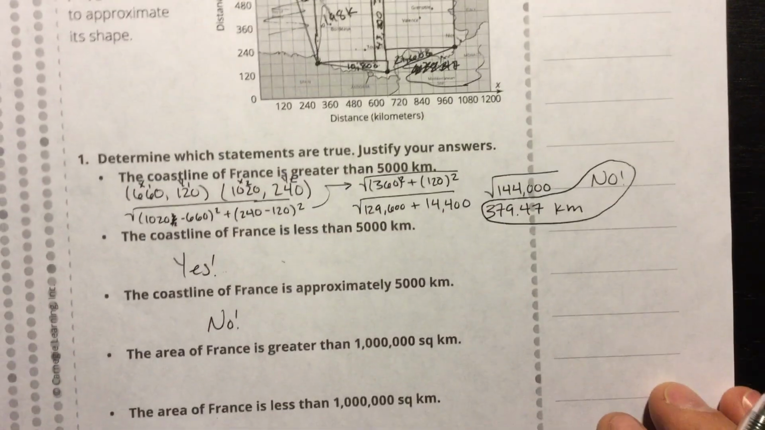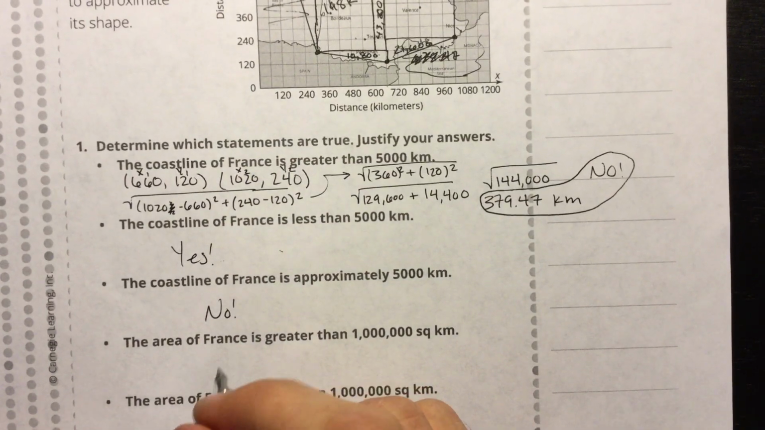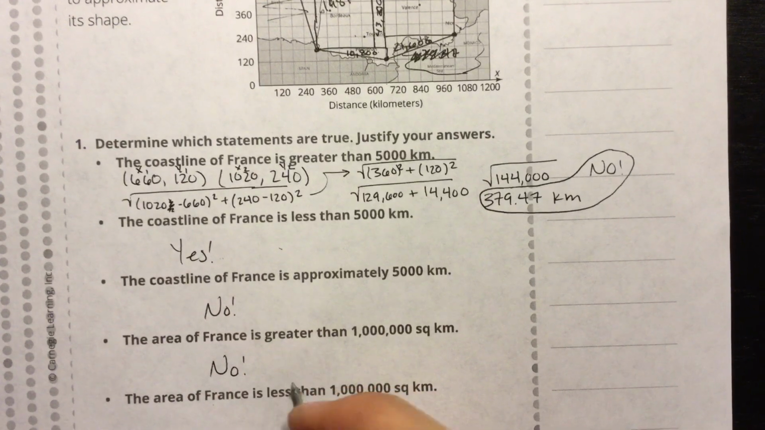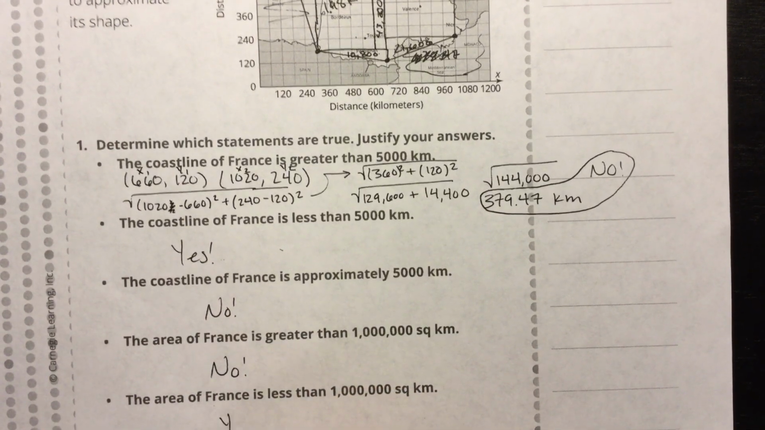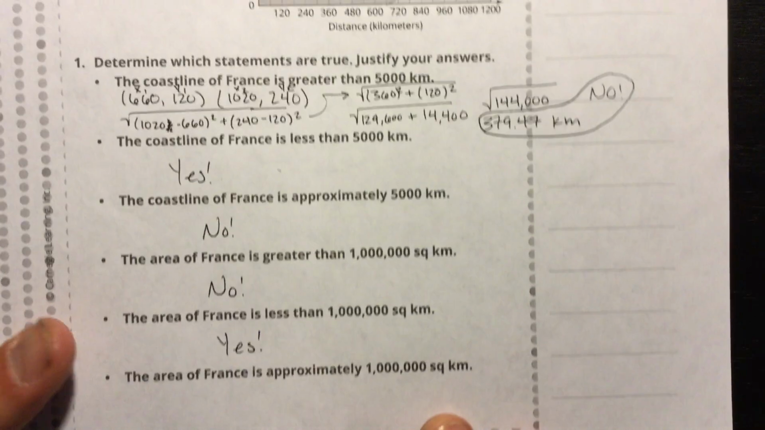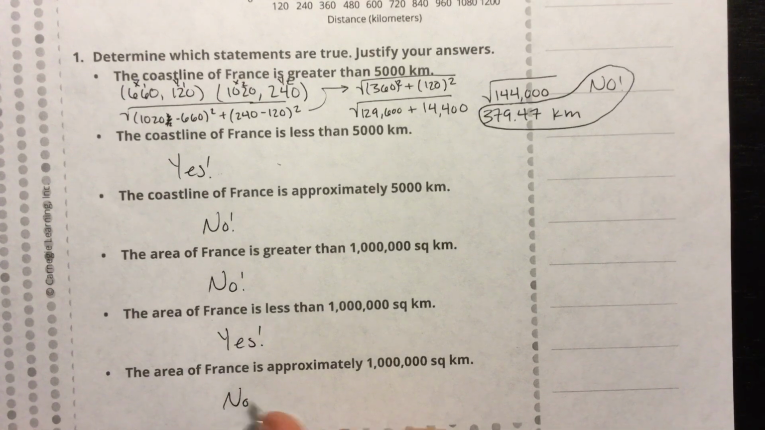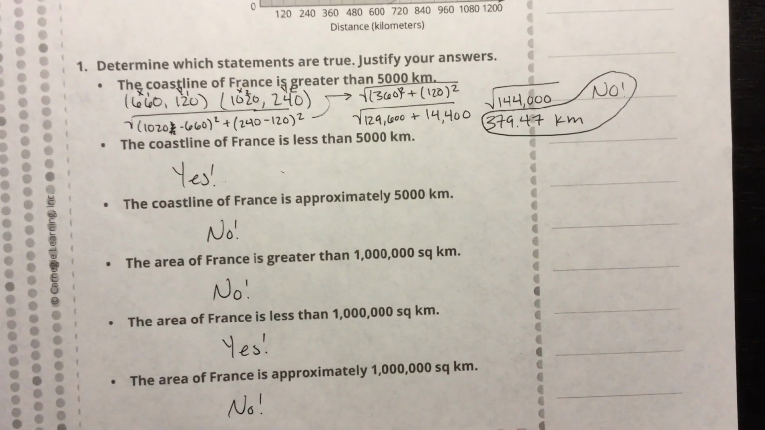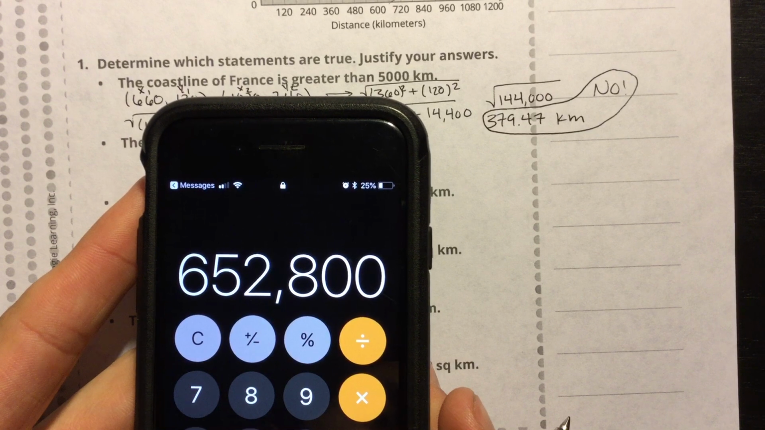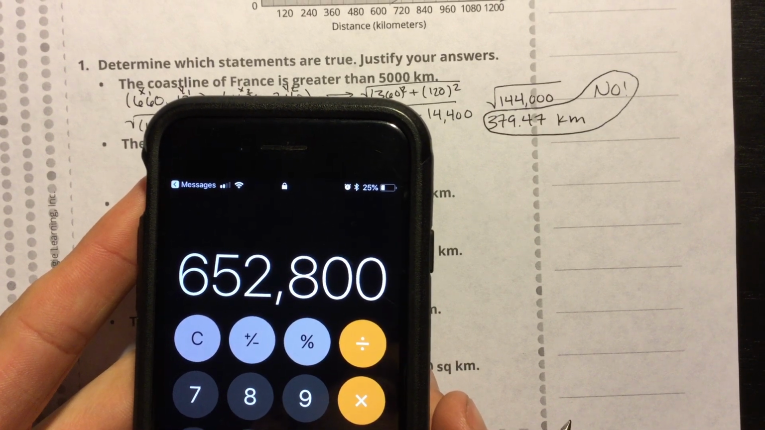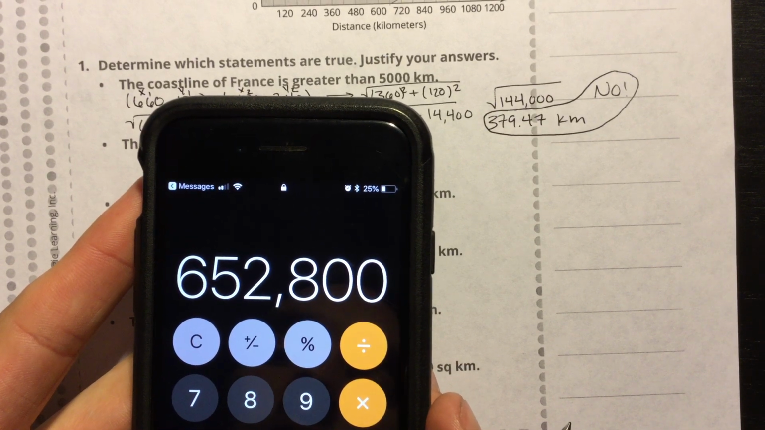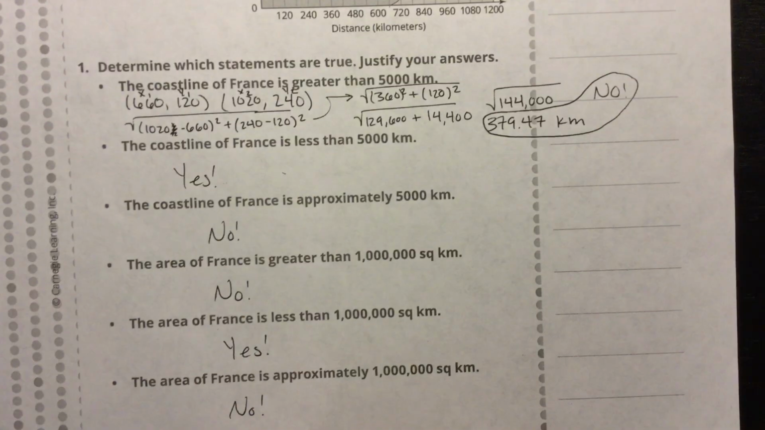So that means that the area of France is greater than 1 million square kilometers. I would say no, and then I would reference that number. Is less than, I would say yes, and I would reference that number. And then is approximately 1 million, I would say, you'd have to round very generously to get there. So I'm going to go ahead and say no on that one, because technically it is over 500,000, and if we were over 500,000, we could round up to 1 million, but that would be, like I said, very, very generous. So we're just going to go ahead and leave that as a no.